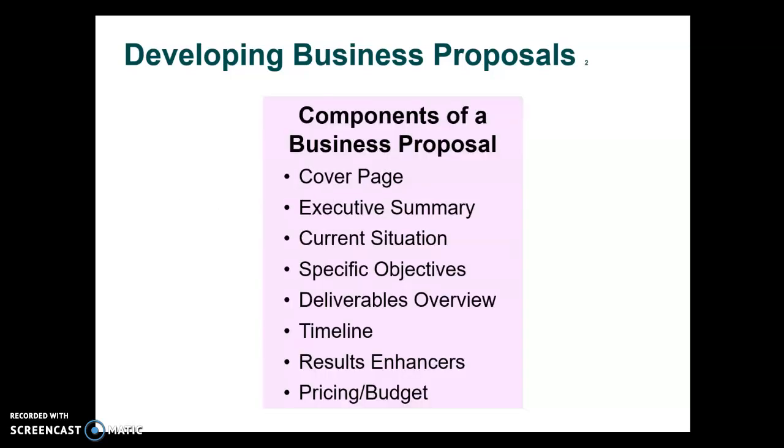All right, so here are some components of a proposal, and similar to a report, they're going to have a cover page. They're going to have an executive summary, which is a very concise overview of the entire report. They're going to discuss the current situation, what's currently going on, specific objectives that the proposal wants to accomplish, deliverables. Those are the things that will be performed or provided as it relates to the proposal. What is the proposal going to do? And then there's going to be a timeline, results enhancers. How's this going to help the business? What is the benefit to the overall business? And then lastly, the cost. Often proposals do have a cost associated with them.